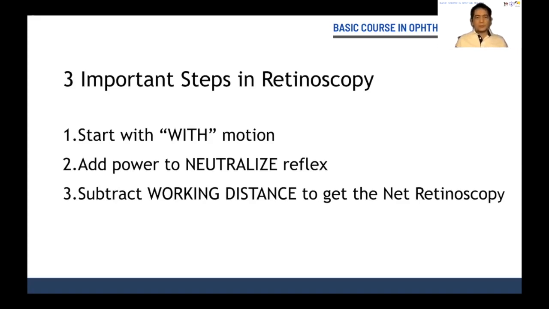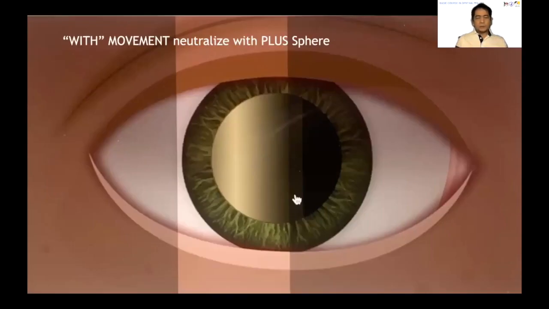If the 2 principal meridians have different characteristics of streaks, you just choose the one with the brighter and thinner streak, which means you are nearer to neutrality. Neutralize that first as your primary meridian. Add power to neutralize the reflex: plus for with motion, minus power or minus lenses for against motion. And never forget to subtract the working distance to arrive at net retinoscopy.